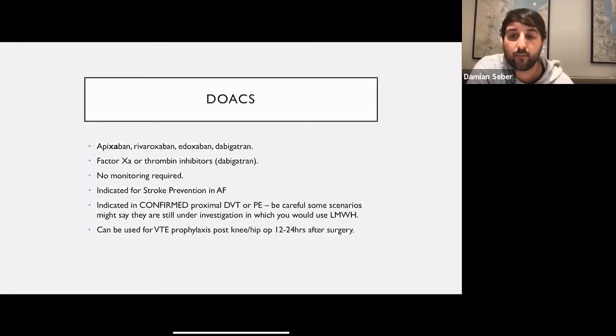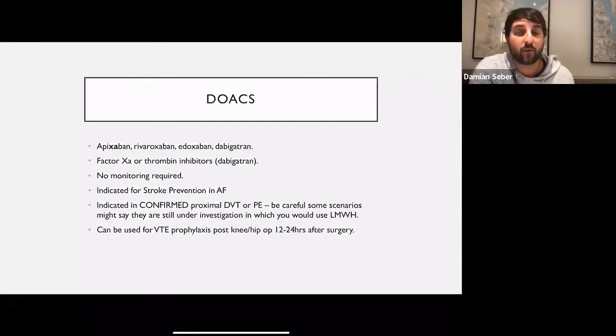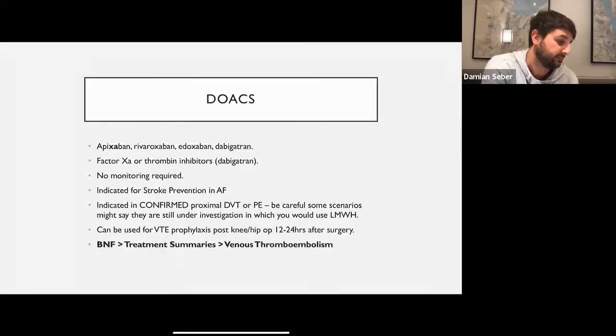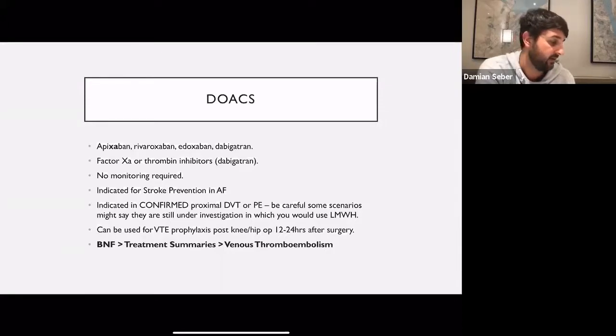So for pre-op warfarin, this is one of the questions, they need to be off the warfarin for at least 5 days. And then after, you have to bridge the warfarin with a heparin because it does take that 72 hours. So you'd bridge with heparin until the INR is at least 2, and then you can just keep them on the warfarin. So that's what you do post and pre-op. Just to answer that question. Yeah, so BNF treatment summaries, venous thromboembolism in your exam.